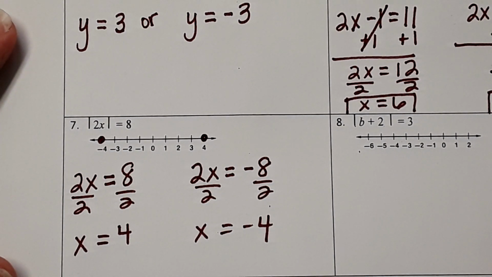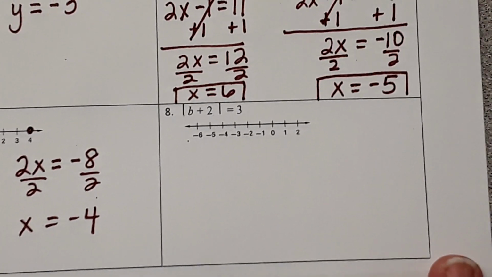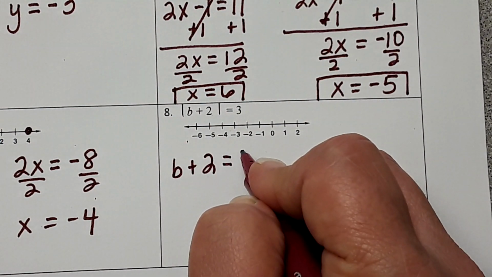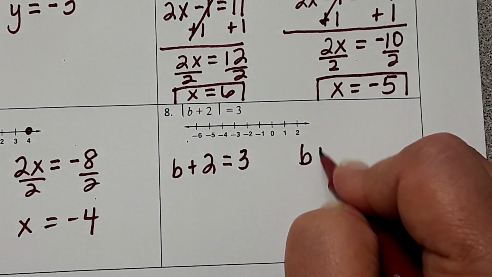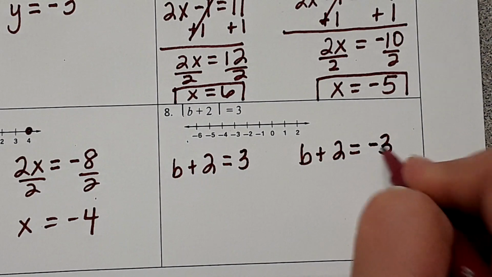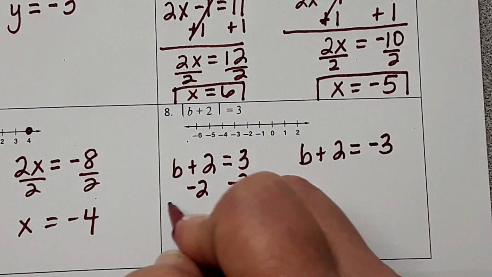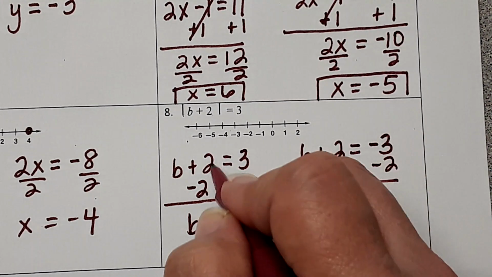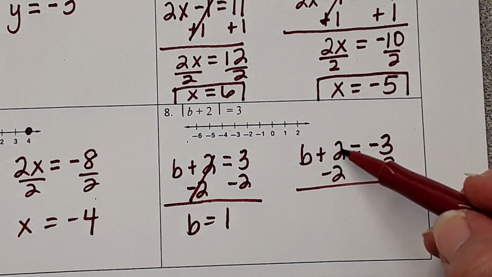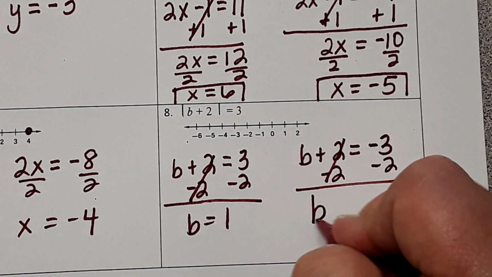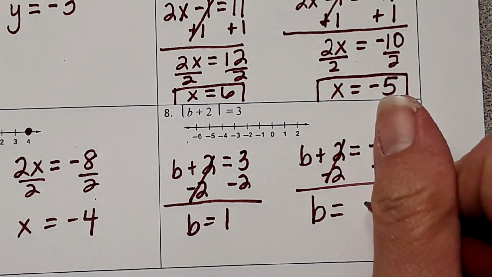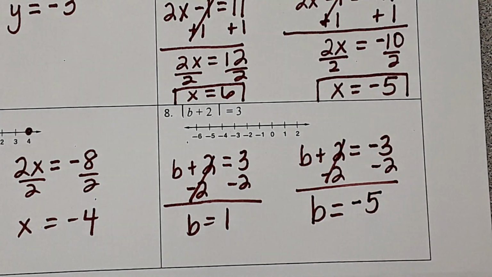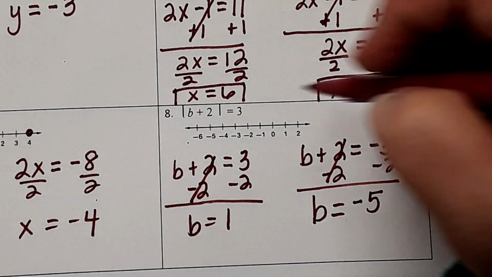Okay, you ready for number 8? I know you guys are doing good with this. So we have b plus 2 equals 3, and then we have b plus 2 equals negative 3. Now, I know the b is 1. That's right, right? Then we're going to subtract 2. Those cancel out. And negative 3 minus 2 would be negative 5. And then we graph.